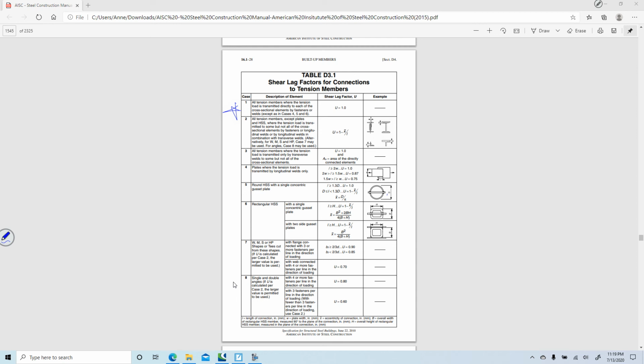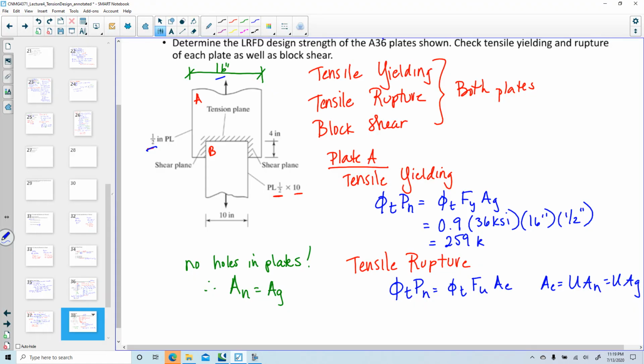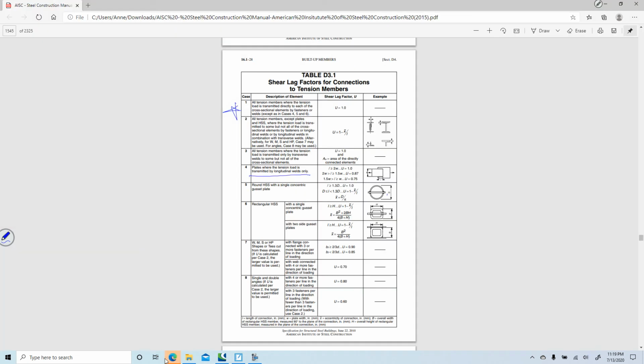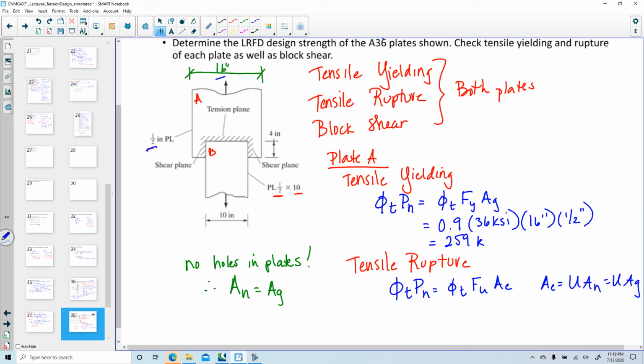So we're in case 1, and it says except cases 4, 5, and 6. Case 4 is plates where load is transmitted by longitudinal welds only. Well, we have transverse and longitudinal, so that doesn't matter. And then we don't have a round HSS or a rectangular HSS. So, yay, I get to use a shear lag factor of 1, which is super easy, and I don't have to go look stuff up. Case 1.